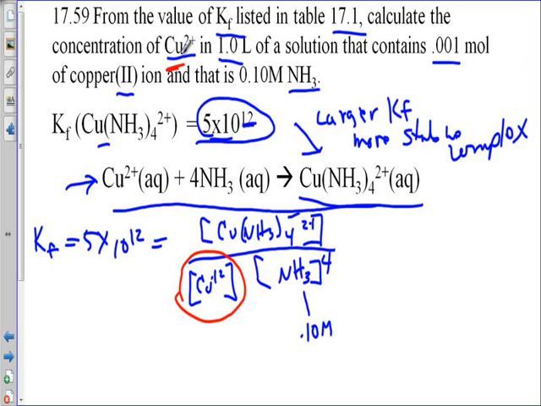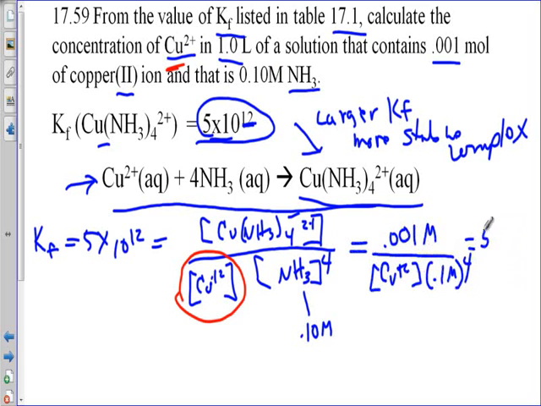It's a little bit confusing because this is copper plus 2 and this is copper plus 2, but it says we're looking for copper plus 2 down here. So this must be from here, right? Must be from this. So as part of this, I have 0.001 moles in 1 liter, so that's 0.001 molar of this. So this is going to be 0.001 molar over the concentration of Cu plus 2 times the concentration of ammonia, which we know is 0.1 molar, but that is raised to the 4th. And all of that is equal to the Kf, which is 5 times 10 to the 12th.